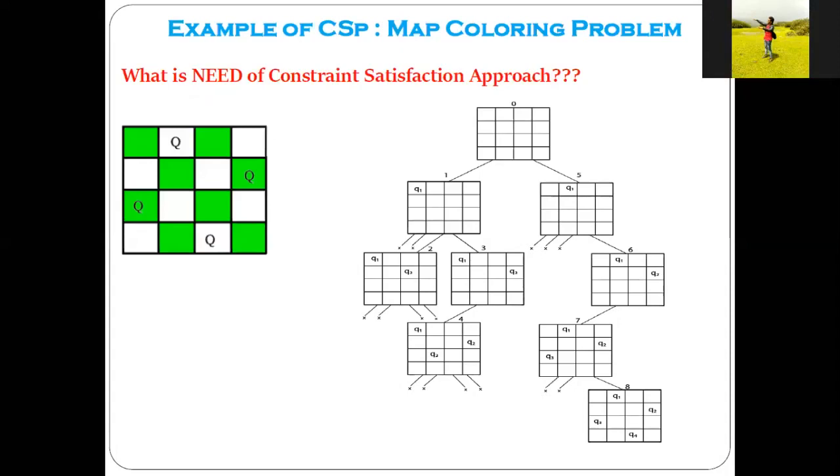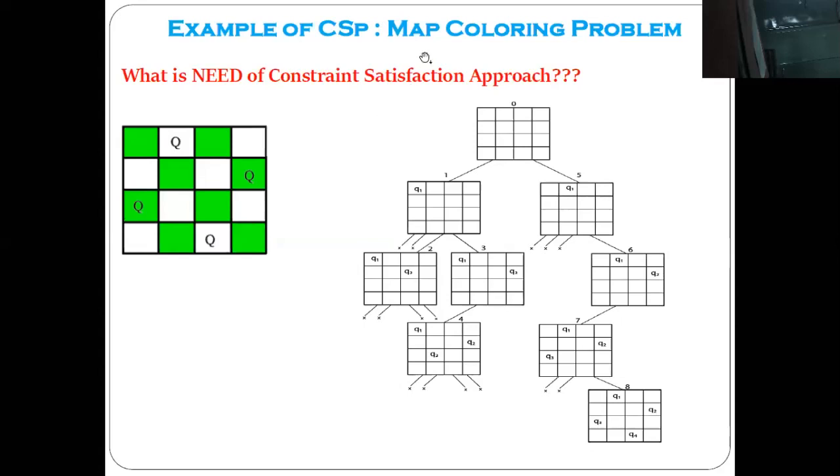Okay, last time we solved the n queens problem, that is the 4 queens problem, using the constraint satisfaction approach. Now, can you tell me what is the need of the constraint satisfaction approach? If you don't use the constraint satisfaction approach, what will be the effect on the solution, and what will be the effect on the particular problem to be solved?